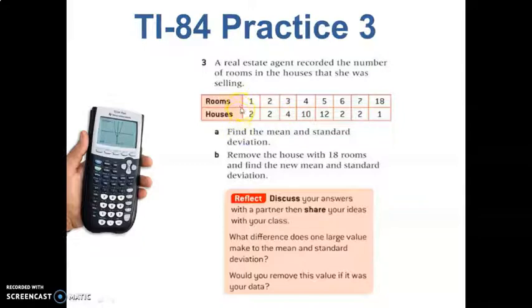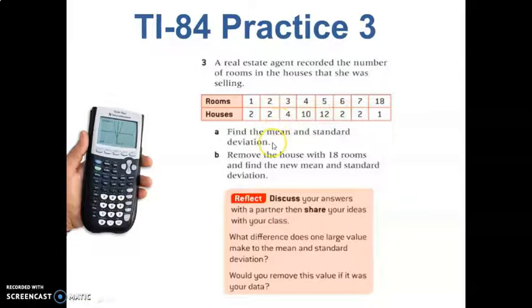So this might be confusing, like what's our data here exactly? Well, the data is the number of rooms. So the houses here represents the frequency. Okay, so think of this one as your frequency list here. So 2 houses had 1 room, 2 houses had 2, and so on. So again, this is your frequency list.